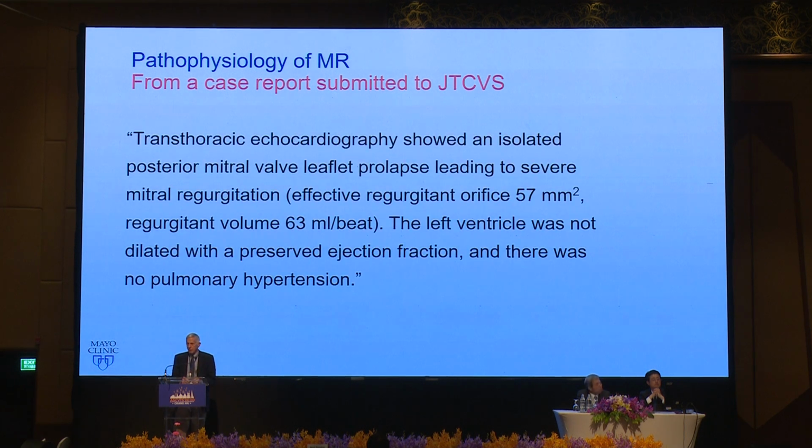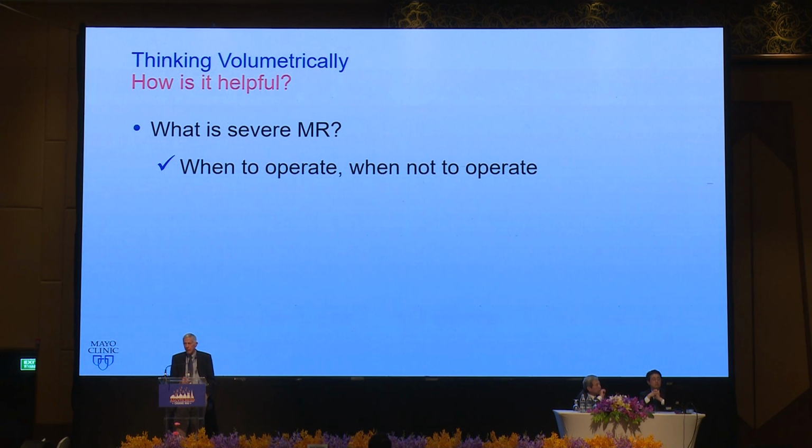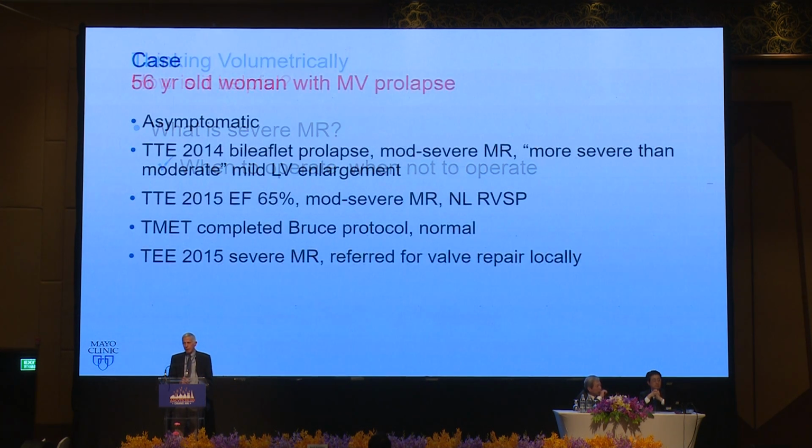For example, this is a paper that was submitted to the journal, and the surgeon said transthoracic echo showed isolated posterior leaflet prolapse, regurgitant orifice area 57, regurgitant volume 63. The left ventricle was not dilated with preserved ejection fraction. Now, can that happen? Well, if you think volumetrically, the answer is no. It's impossible to have a normal-sized ventricle and severe mitral regurgitation. And it helps you understand when to operate and when not to operate.